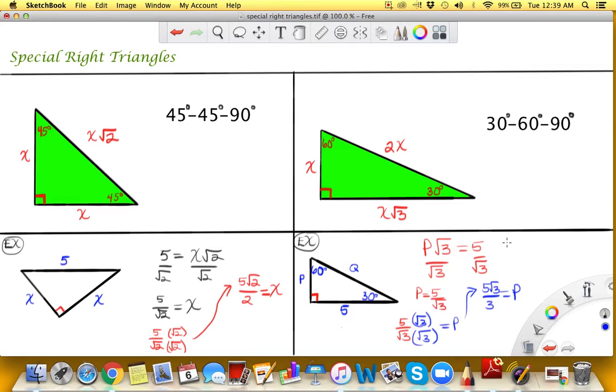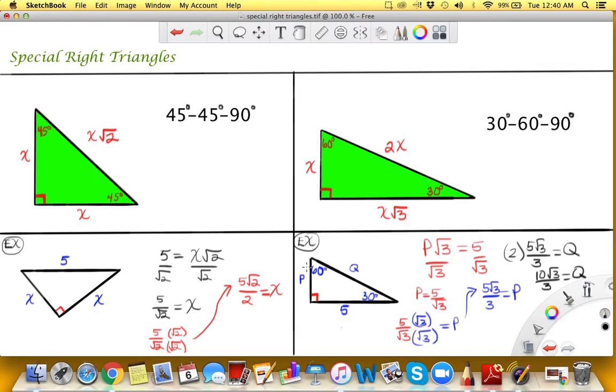Now for part 2, in order to find Q, we know that whatever the value of P is, if we multiply it by 2, we'll get the value of Q. So here, what we have is 5 times the square root of 3 over 3, and then we're going to multiply it by 2, and that's going to equal Q. And for this one, it's very simple. All we have to do is say 2 times 5, which is 10, times the square root of 3 over 3 is equal to Q.